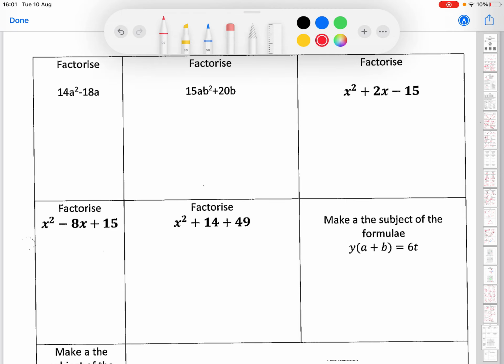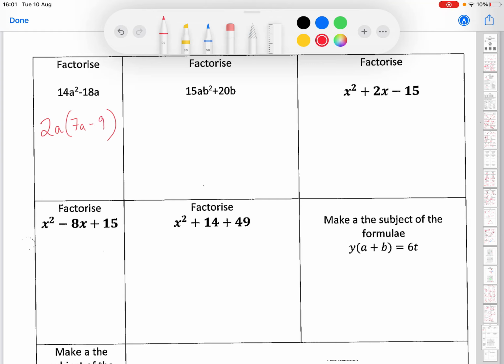So if we're just factorising into singular brackets, what goes into 14a squared and 18a. So the biggest number that goes into 14 and 18 is actually 2. So no other numbers can go into it. So we need a 2 on the outside. There's also an a in both of them, so we can take out an a as well. Then think about what you times 2a by to get 14a squared. So we need a 7 to make 14. We need another a to make a squared.